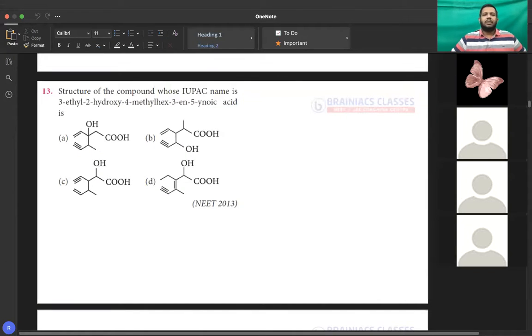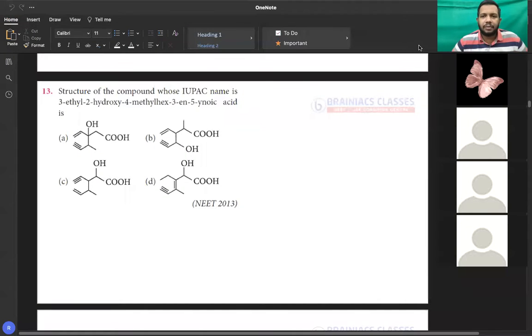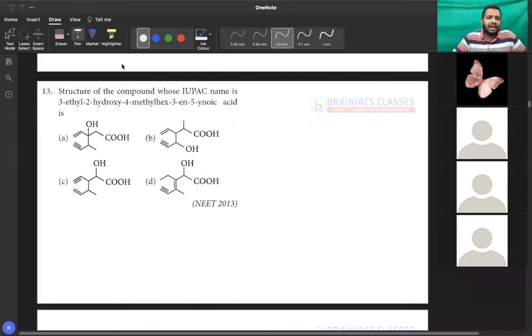Yeah. So let's discuss question number 13. All of you go through the question. The structure of the compound whose IUPAC name is 3-ethyl-2-hydroxy-4-methylhex-3-en-5-ynoic acid. Can you tell me what is its structure? It is a NEET 2013 question. Any idea?